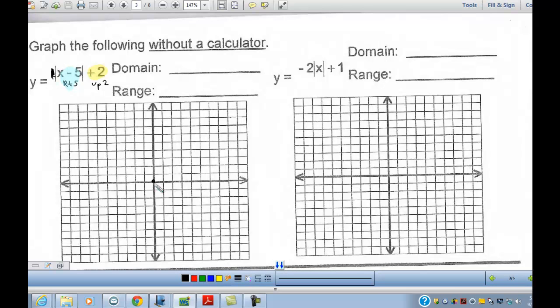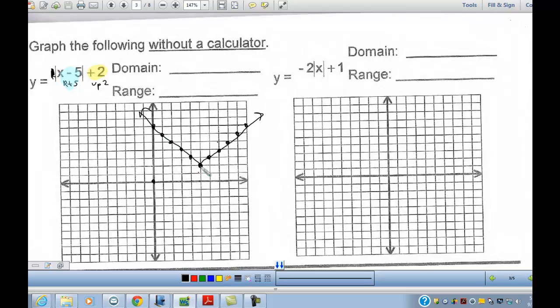So my starting point is right here. We're going to move right 5 and up 2. And our slope is 1, so up 1 over 1, up 1 over 1, and so on. Again, the same thing on this side. So we're just going in the opposite direction for our V-shape.